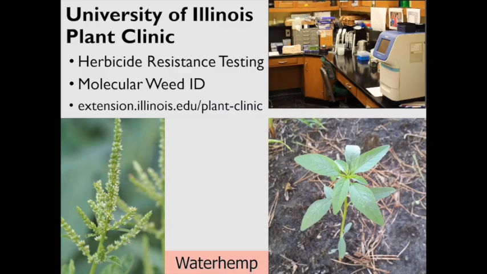If uncertain about the identification of a mysterious weed, or perhaps the species of amaranth, the University of Illinois Plant Clinic will accept plant tissue or seed samples for identification. The plant clinic can also screen Amaranthus species for glyphosate and PPO inhibitor resistance. Contact them for more information.